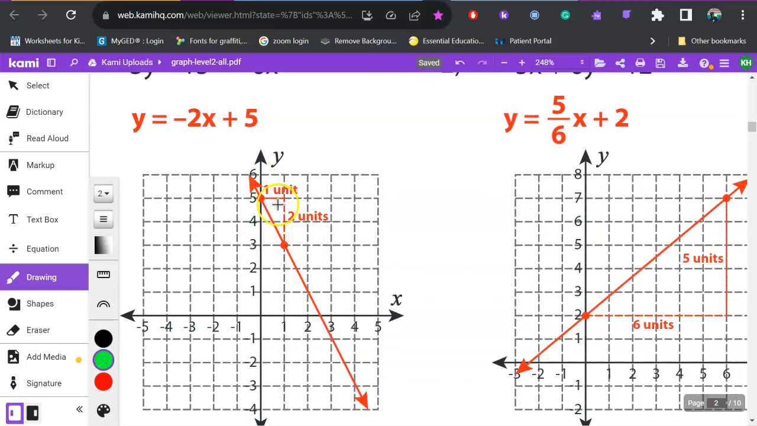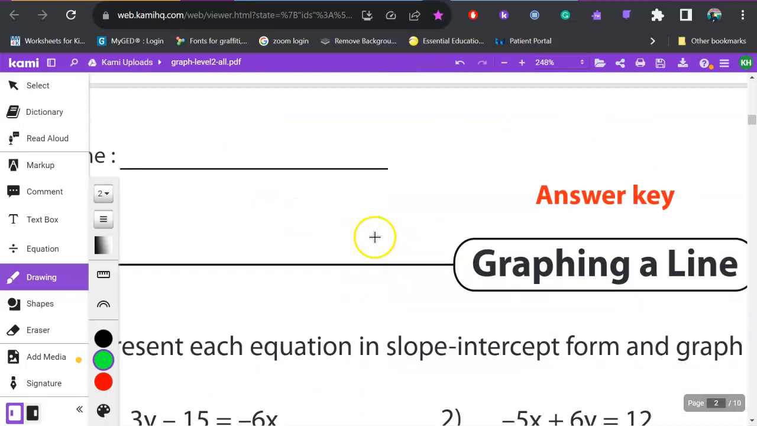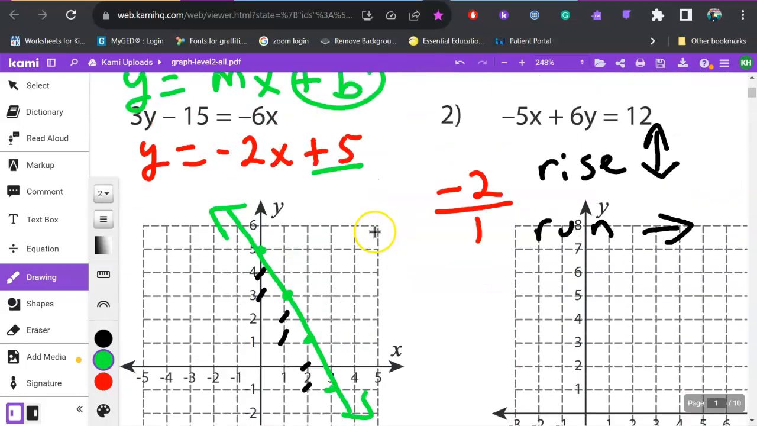See that? Starting at the 5, rise at negative 2, go down 2, 1, 2, run 1 to the right. Rise negative 2, 1, 2, run to the right. 1. See that? Just like that. So again, our answer, y-intercept form, is y equals negative 2x plus 5, and this is how we graph. Let's try that again.